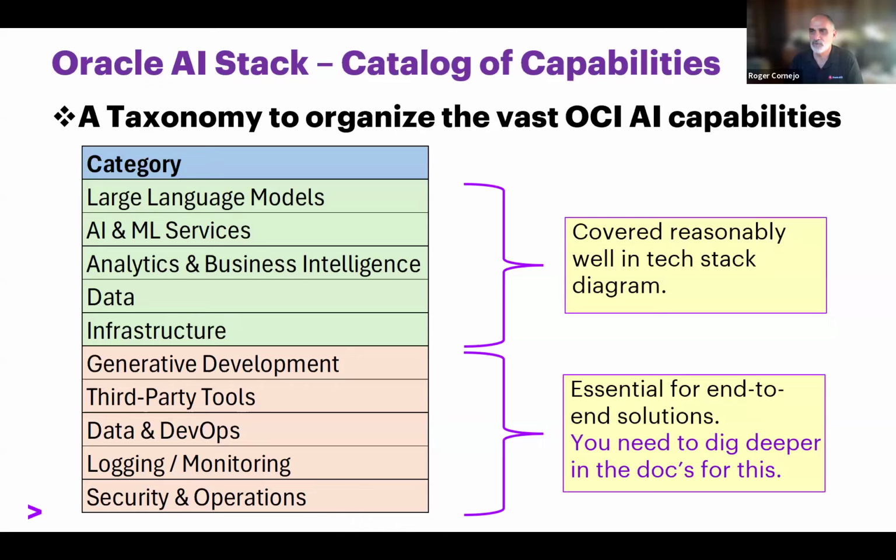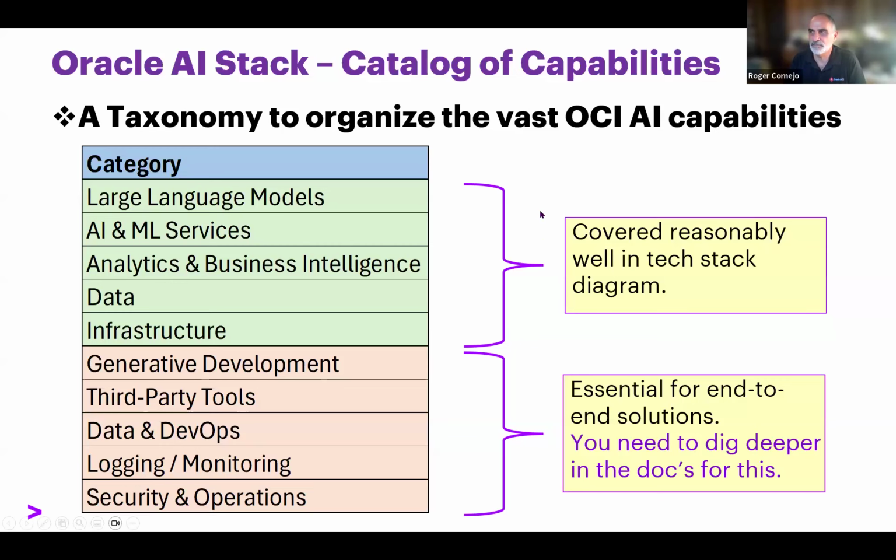them, for generative development, third-party tools. How do I use third-party tools to build these applications? And then also DevOps, and then you can't forget logging and monitoring and security. So those other things not spoken about in the tech stack are still important, and they're really essential for your end-to-end solution. So you're going to need to dig deeper into the docs to find out what those are.